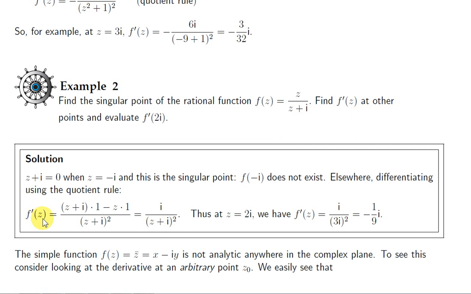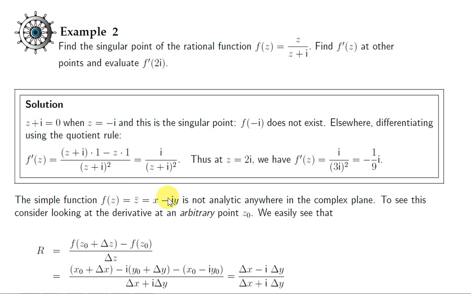So that's the derivative of f with respect to z, and we want to calculate that derivative at 2i. So we get 2i plus 1i is 3i. 3i times 3i is 9i squared, which is minus 9. So we get minus 1/9 i.